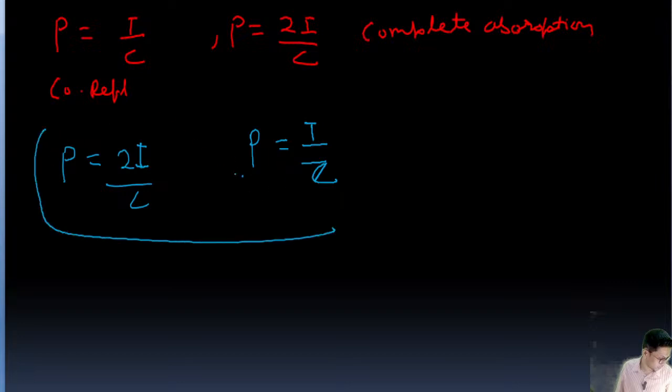So this is pressure, guys, and this is power. Understand? And this I upon C, this is the intensity, guys. Intensity means energy emitted per unit time per unit area. So you need to note down these. These are important formulas, and you must know them.